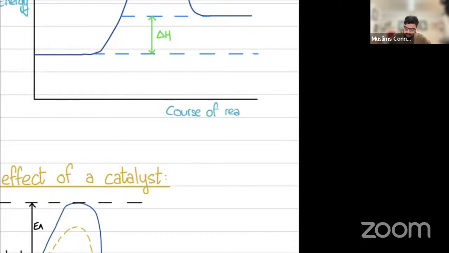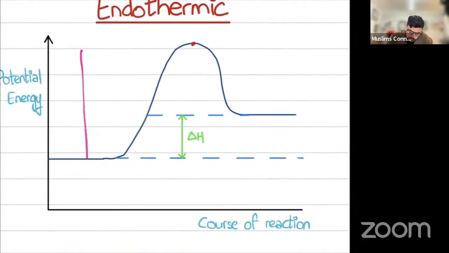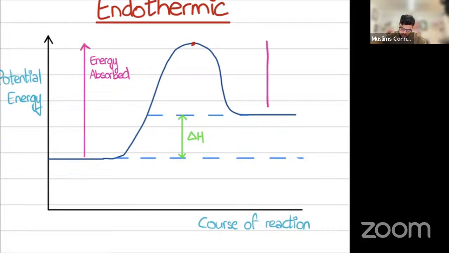And the difference between these two graphs is going to be that here the energy absorbed is this much, and the energy released is this much. So as you can see, energy absorbed is more than the energy released. That results in an endothermic reaction. This is the energy released.